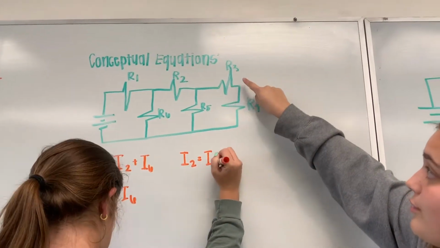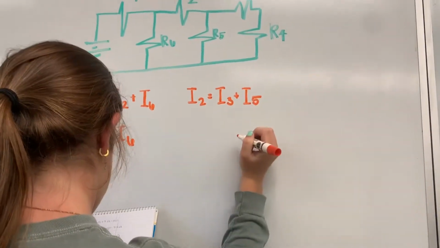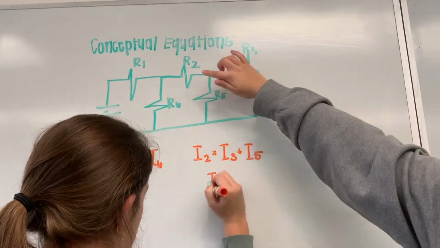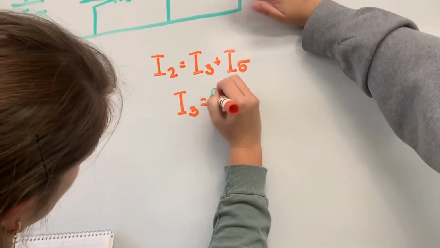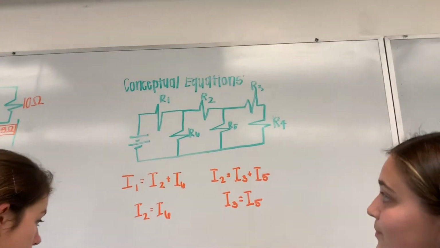And then for the second part, if we continue along R2, we can see that it goes to R3 and R5. So we're going to put that in the equation: I2 equals I3 plus I5.